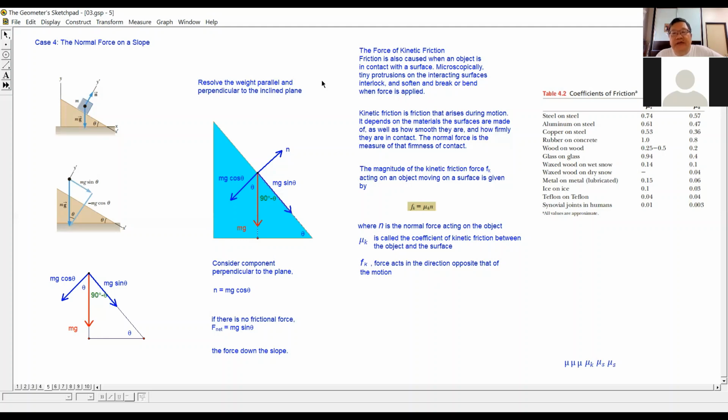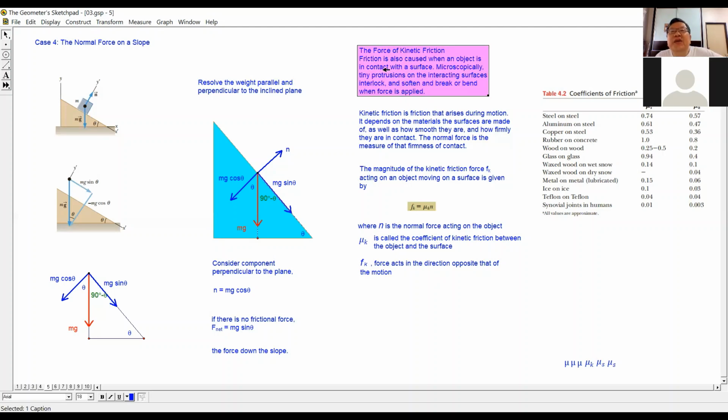There are two types of friction. One is kinetic friction, and the other is static friction. The friction when an object is moving and the friction when an object is not moving are different. The values are different, right?